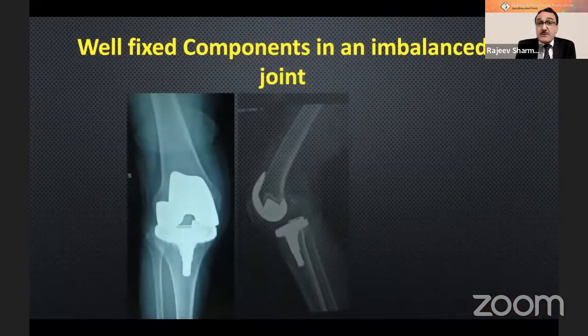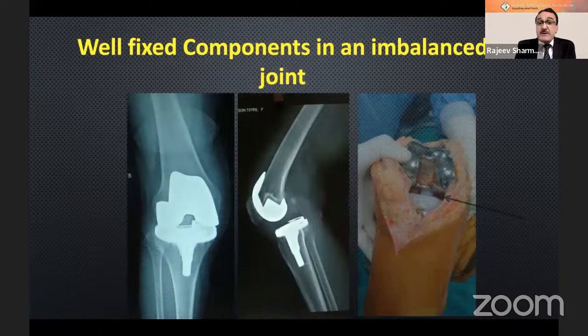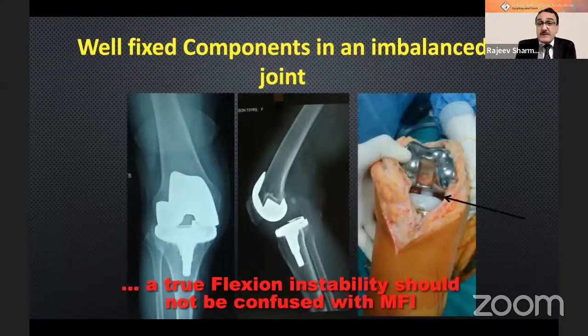A well-fixed component in an imbalanced joint is a major issue. And that's what you see here. You see that the cam is just on the posterior part, and that is because the flexion instability is too much. This patient was operated somewhere in Korea.